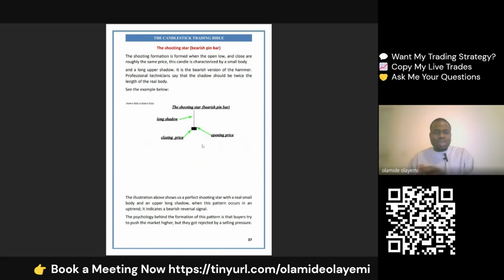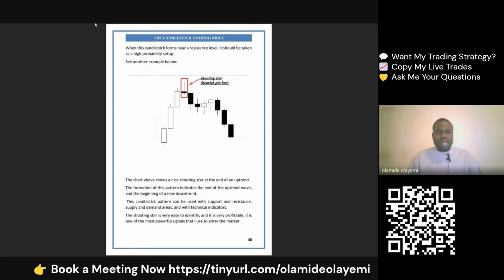And then this is the opposite of the pin bar. You can also call it a bearish pin bar, or you can call it a shooting star. It's just the opposite of the pin bar. So if you look at it in this context, you can see the price was bullish, and then there was a shooting star or a bearish pin bar shown. It means that the price is about to start to drop. The sellers' pressure is more than the buyers' pressure.